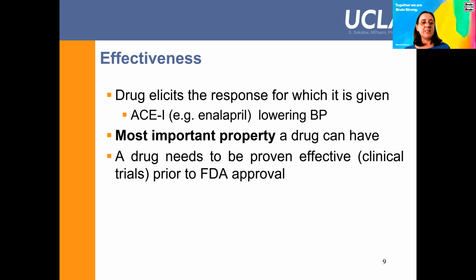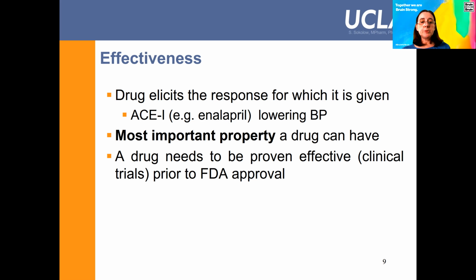ACE stands for ACE inhibitor. So this class of drug is used for the treatment of hypertension. So it's used to lower the blood pressure. BP stands for blood pressure. And an example of a drug among that class of drug is enalapril. So the response that you're expecting when you give enalapril to a patient, you want to look at the blood pressure. So you want to see if you have a reduction of the blood pressure once the patient is on that medication. So that's the most important property a drug can have.